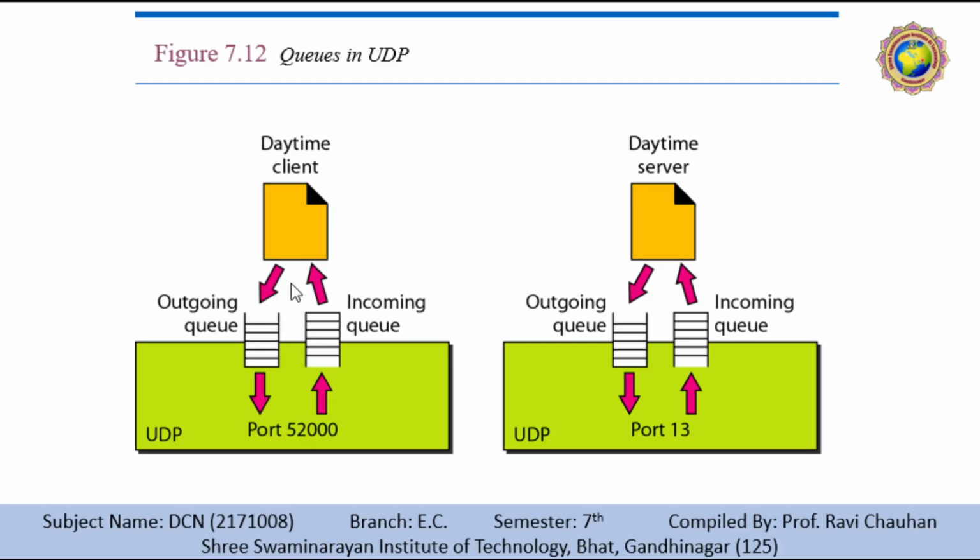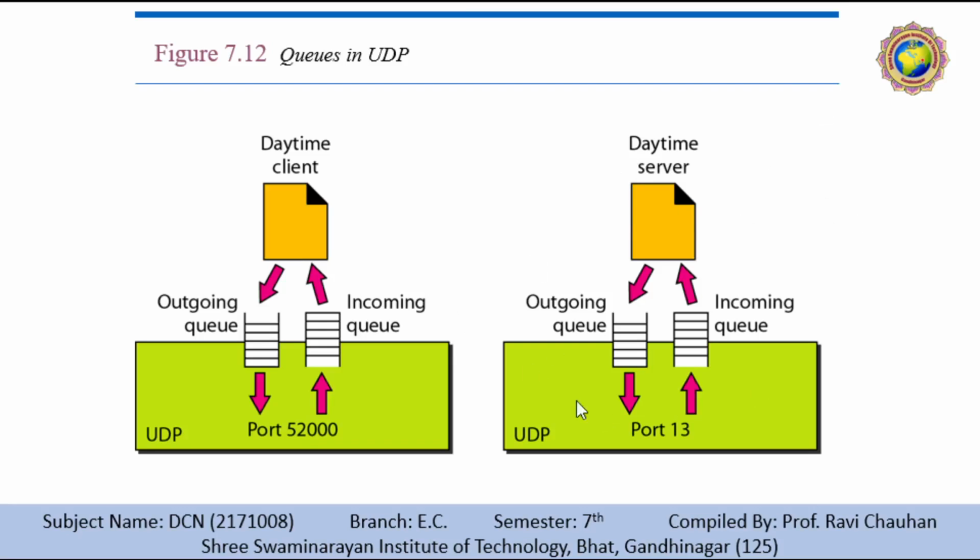All incoming messages for one particular client program, whether coming from the same or different servers, are sent to the same queue. An incoming queue can overflow. If this happens, UDP drops the user datagram and asks for a port unreachable message to be sent to the server.